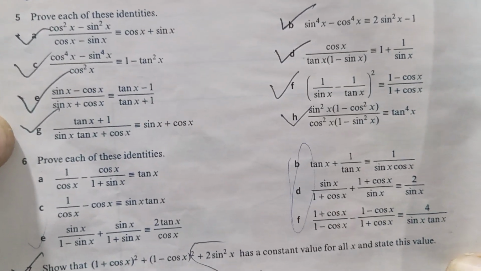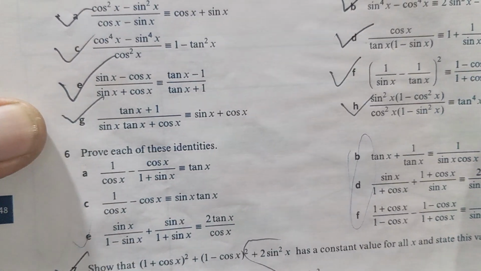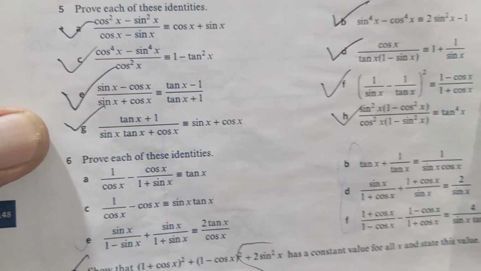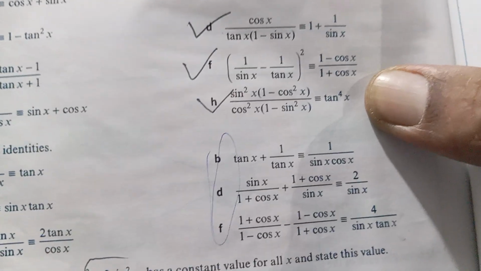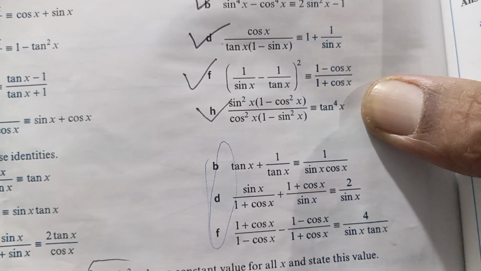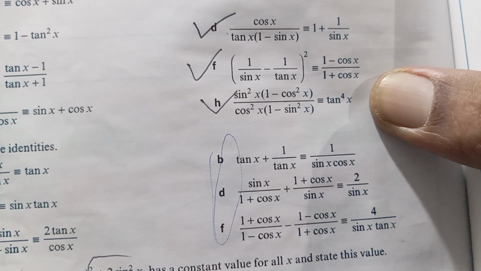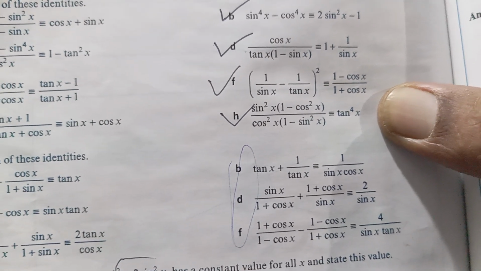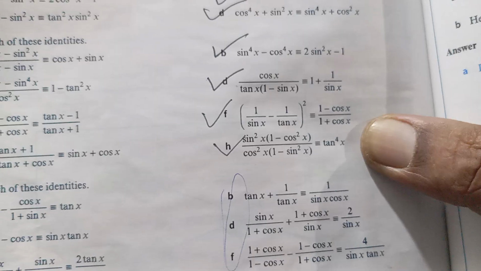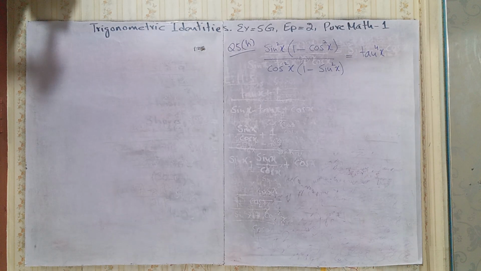So my dear students, now we are working on question number 5 and its H part. First we have done the G part. I have not shown you the question, but now I'm working on the H part. Sine square x (1 minus cos square x) divided by cos square x (1 minus sine square x) equals tan to the power 4 x. Okay, so this is what we have to do.